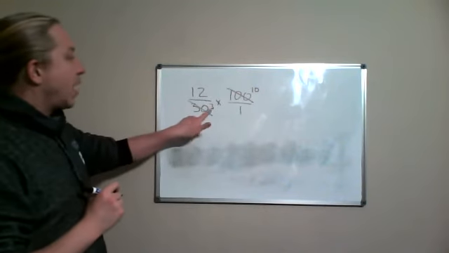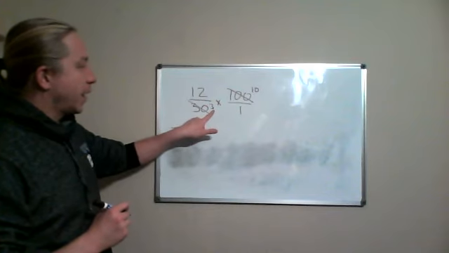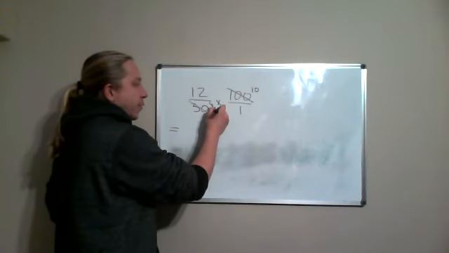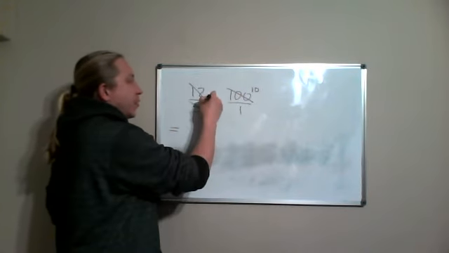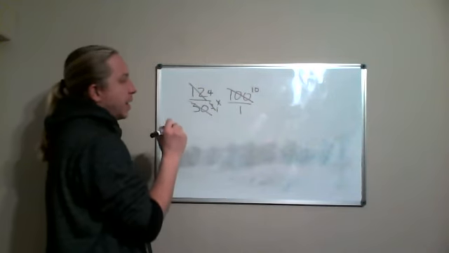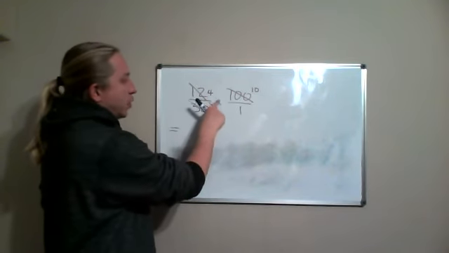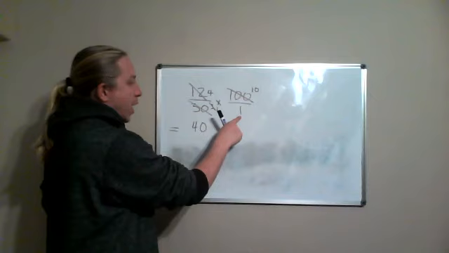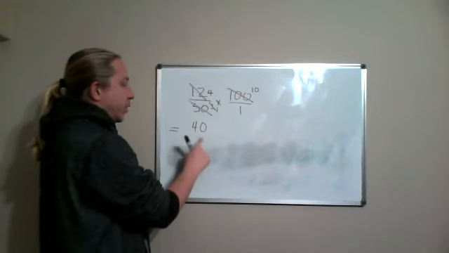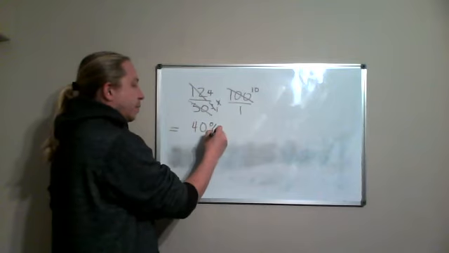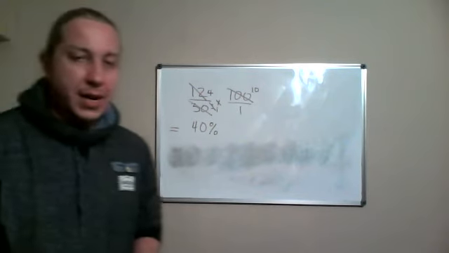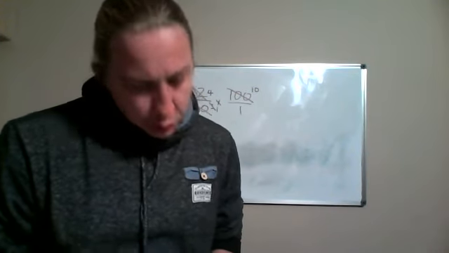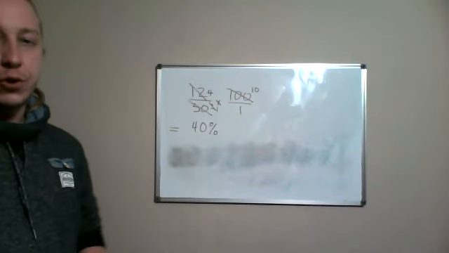Now I also have this 12 and this 3. I know that 3 goes into a 12 and 3 goes into 3. So I divide that 3 by 3 and get a 1. Divide that 12 by 3 and get a 4. So what do I have left over? I've got that 4 times 10, which is 40, over 1 times 1, which is just 1, so we don't need to write that. So it's just 40%. So a score of 12 out of 30 is actually 40%.